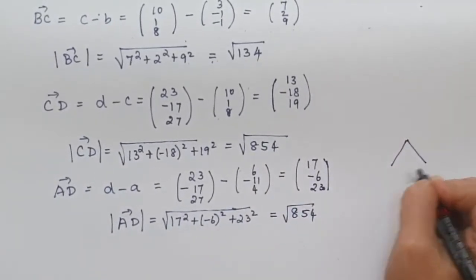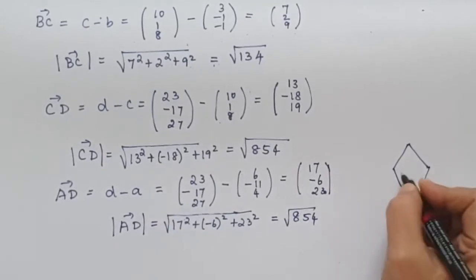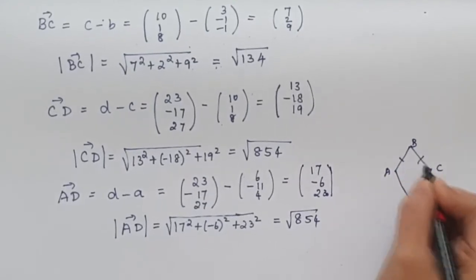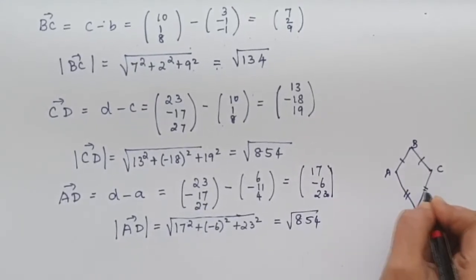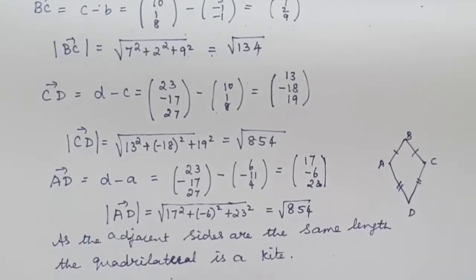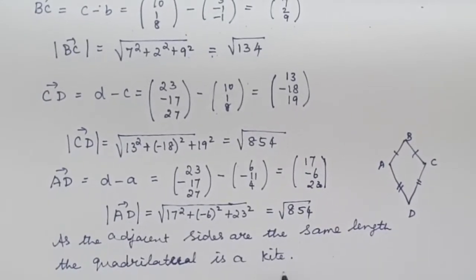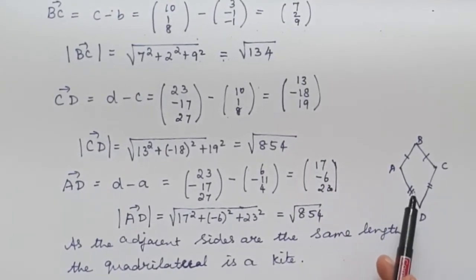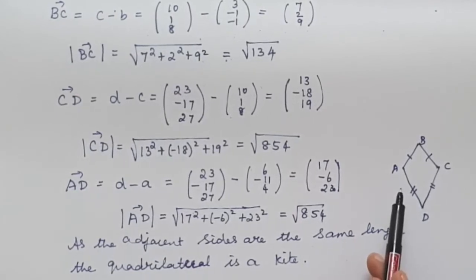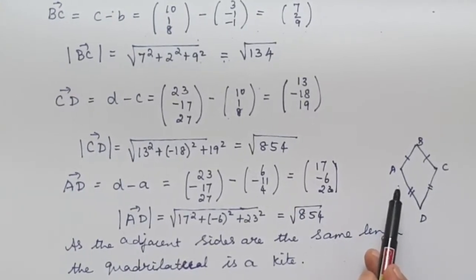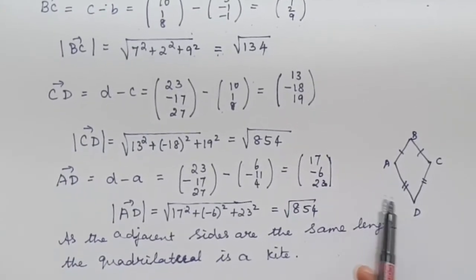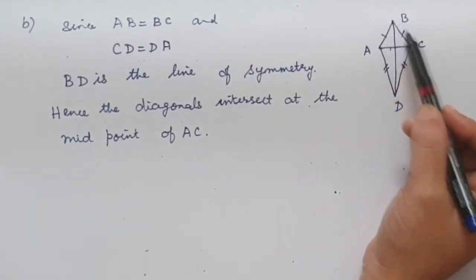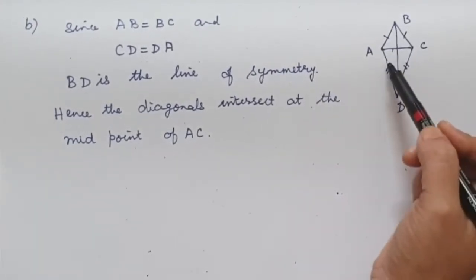So if we are going to draw a kite with these vertices, A, B, C and D, we see that AB and BC are of equal length and AD and CD are of equal length. As the adjacent sides are the same length, the quadrilateral is a kite. In case we want to show whether the given quadrilateral is a square, we need to show that all the sides are equal and the dot product is 0. When the dot product is 0, the angle between the sides will be 90 degrees.